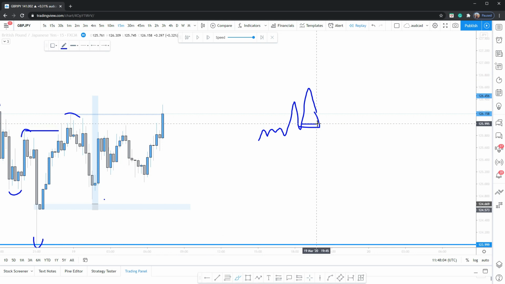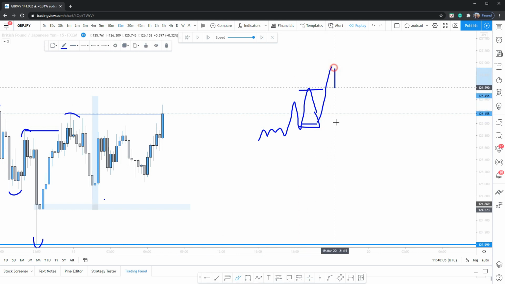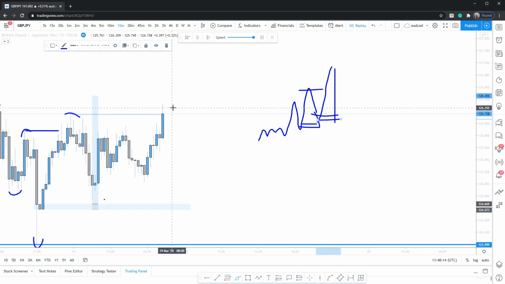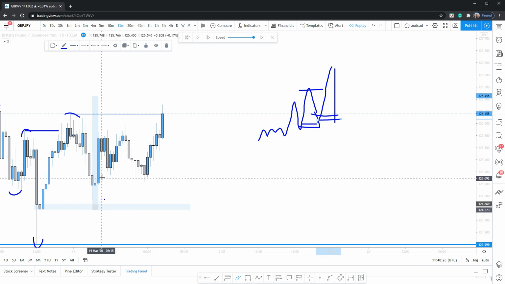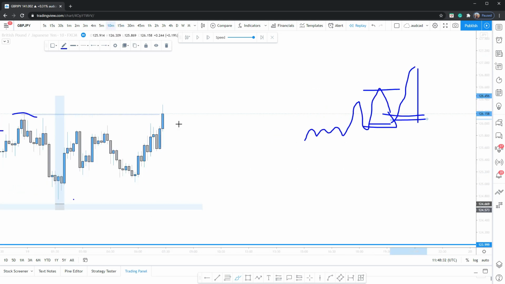Anyway, we didn't get this first entry, but we broke structure again, and our entry point is now here. That's essentially what we're looking for. So now that we've broken structure, we need to find what caused this structure break. Now, what can we see here? We've had a structure break, and where did that break come from? The break comes from the most extreme point, so it's here, right? That's already been mitigated. Can we go to a lower time frame? Okay, yes, we can.